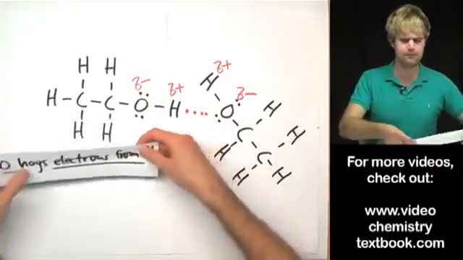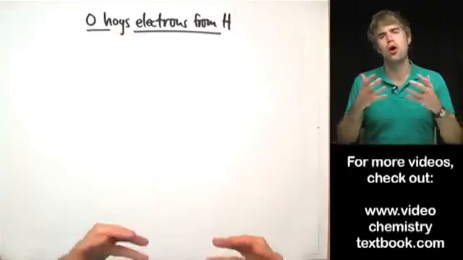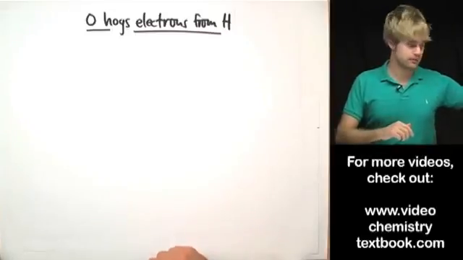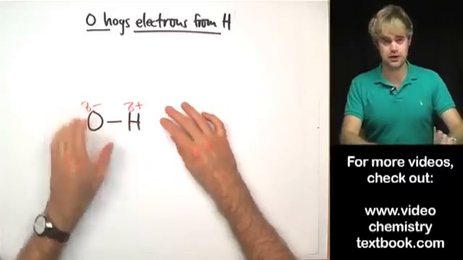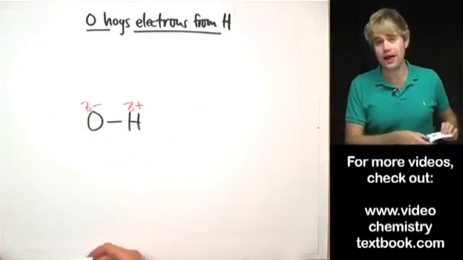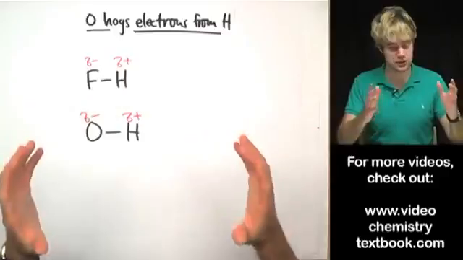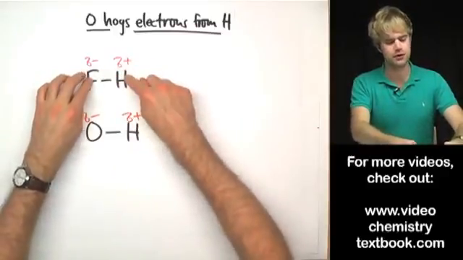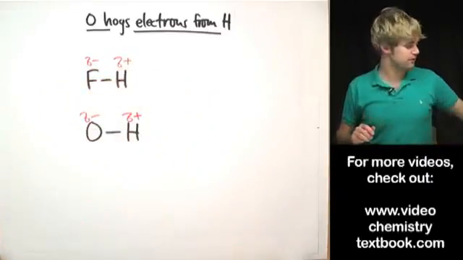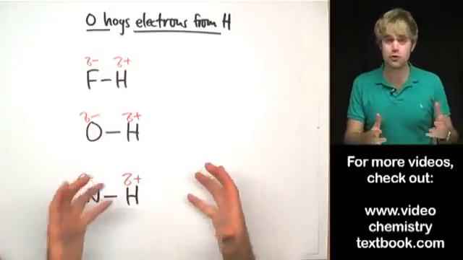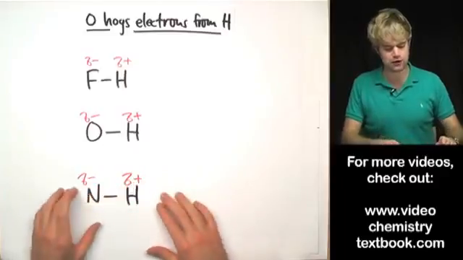Okay? So, it turns out that O and H aren't the only atoms that can form hydrogen bonds. We saw just a minute ago that O, when it's bonded to H, hogs those electrons away from H. It's not the only atom that can do that. Fluorine also has a high electronegativity, which means it likes to hog. So fluorine, when it's bonded to an H, also has a little bit of a negative charge, making the hydrogen get a little bit of a positive charge.